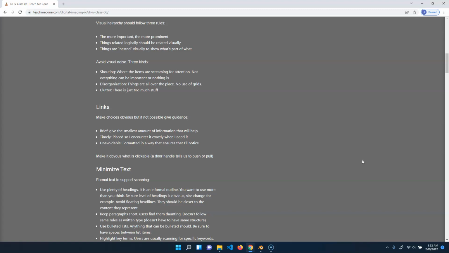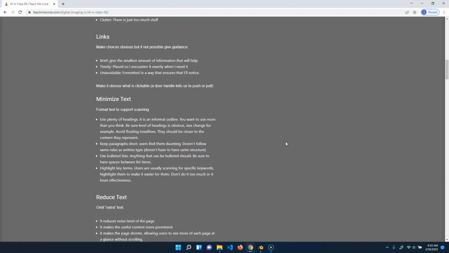A good example is, I'm sure you've seen some door handles where it'll be one of those straight ones, and you don't know whether you're supposed to pull it or push it. You should make it obvious that it is a push or a pull door handle. All right. You want to minimize text. People are scanners. They're only going to scan what they see. So make sure that you keep it minimal. Avoid floating headlines.